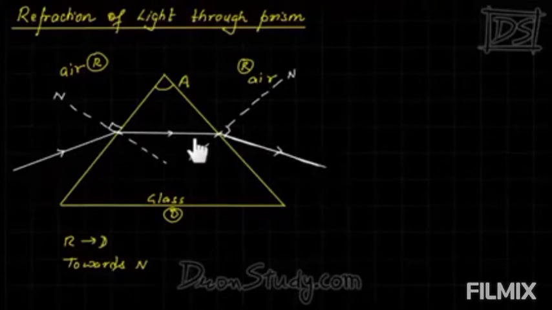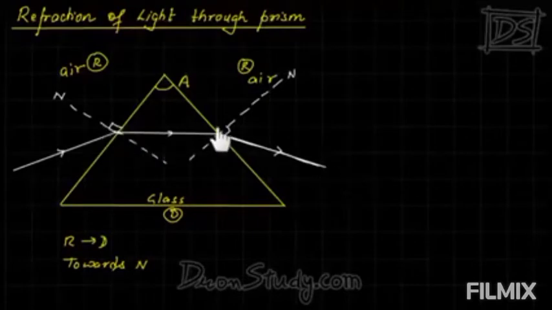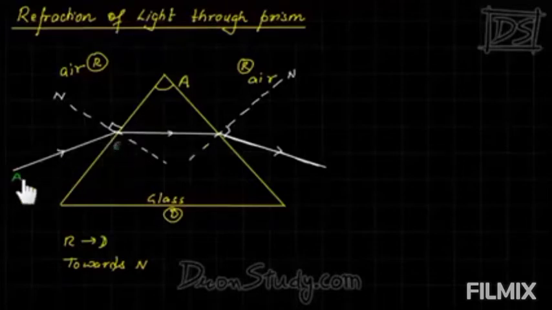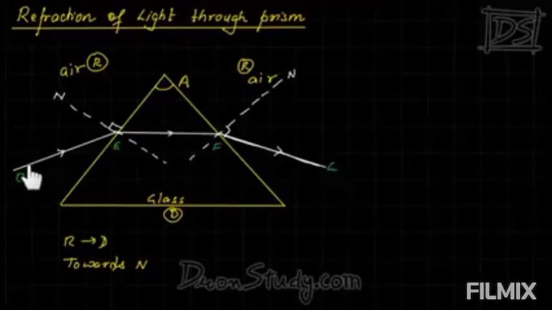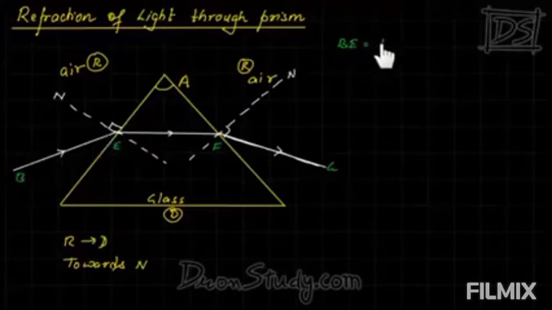So this is the incident ray, this is the refracted ray, and this is the emergent ray. Emergent ray means it is the ray formed from the refracted ray. You can see an incident ray hits the prism. AB, then BE, and EF is the refracted ray, and FG is the emergent ray. Emergent ray means the ray formed from the refracted ray.